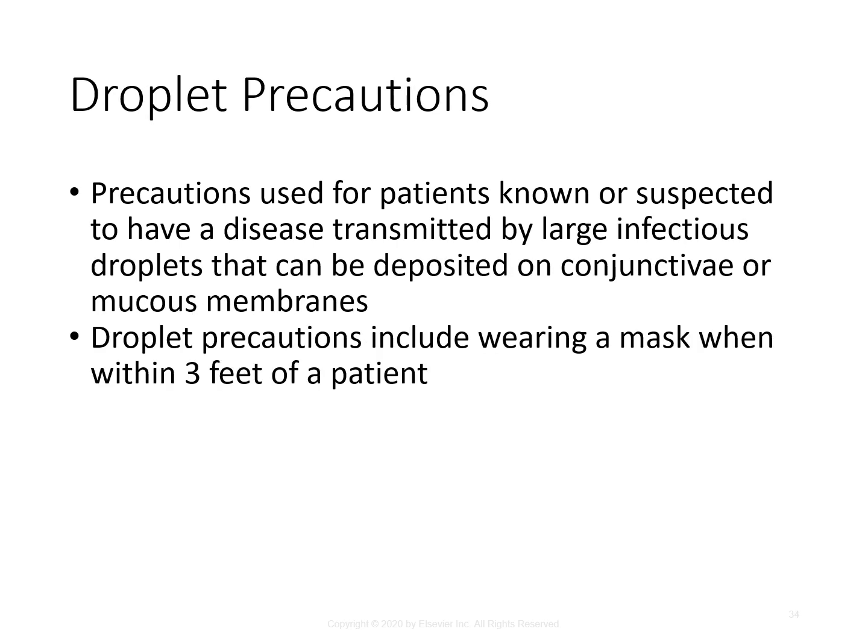And then we have droplet precautions. These precautions are used for patients known or suspected of having a disease that can be transmitted by large infectious droplets that can be deposited on conjunctivae or mucous membranes. Droplet precautions include wearing a mask within 3 feet of the patient. So examples of this type of disease would be meningitis, whooping cough, and pneumonia.